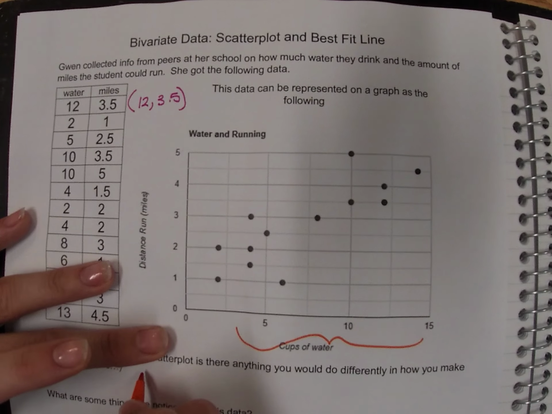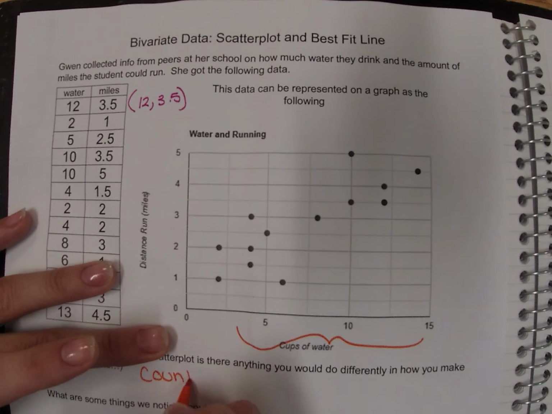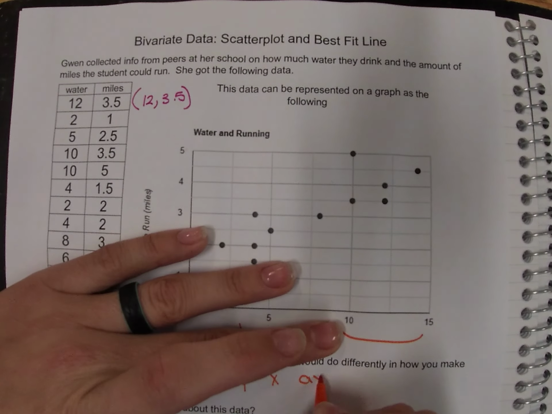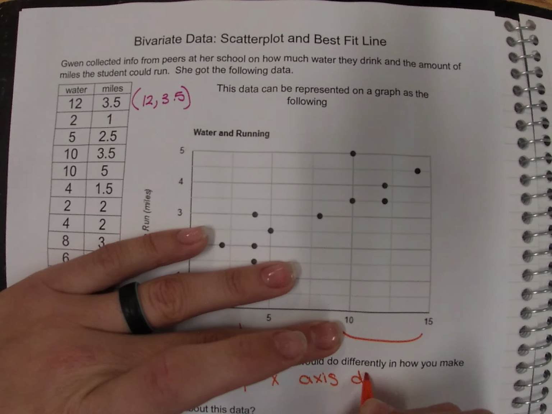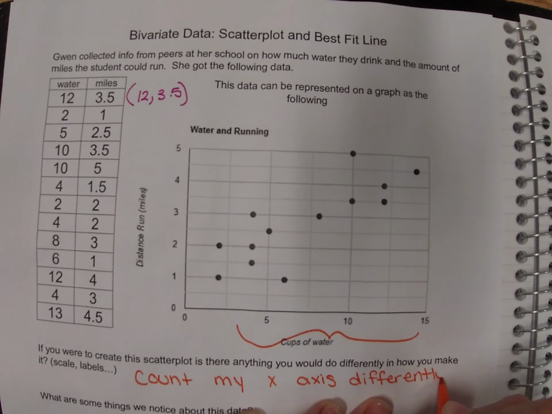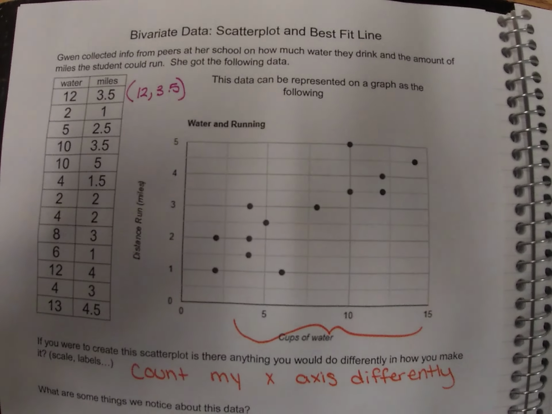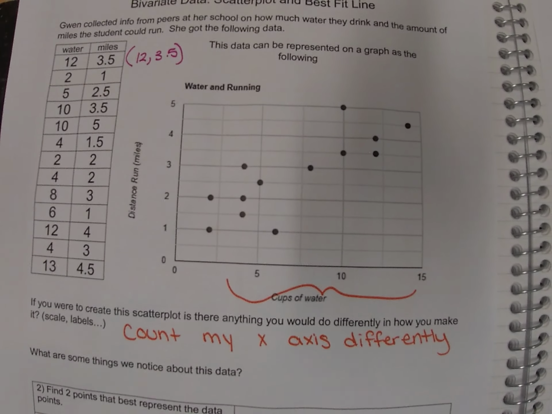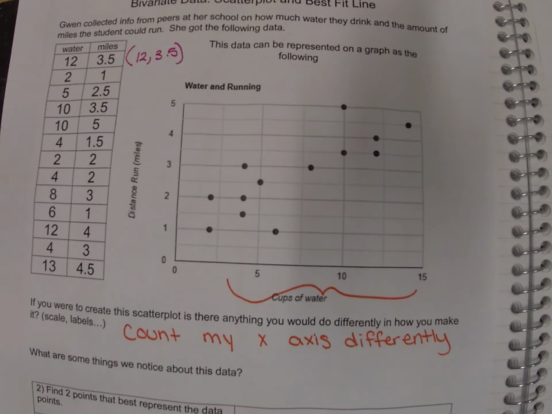Okay, so maybe I would count my x-axis differently. Maybe you would prefer if that y-axis was actually counting by 0.5s. Okay, maybe you would have preferred something different. There isn't a right or wrong answer, but just things that we can do. Our whole entire goal when we're making a scatter plot is making it easy to read and easy to get information from. So how we label and how we have that information is really important.